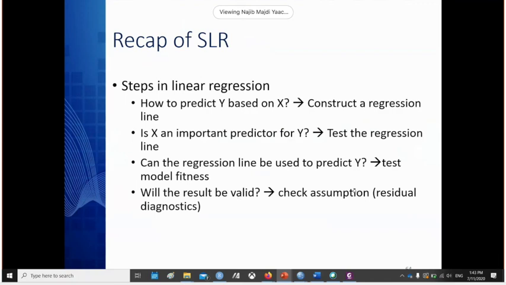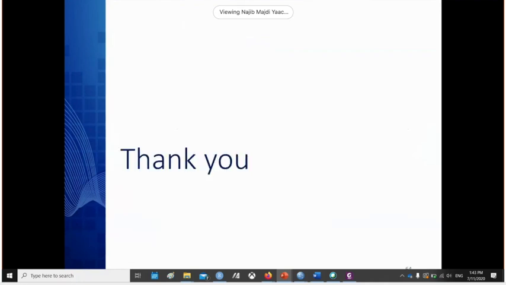You check the assumptions based on either the ordinary scatter plot or based on residual diagnostics. But we prefer residual diagnostics. Why? Because in multiple linear regression, all assumptions will be made based on residual diagnostics. Okay, that's all. Thank you.